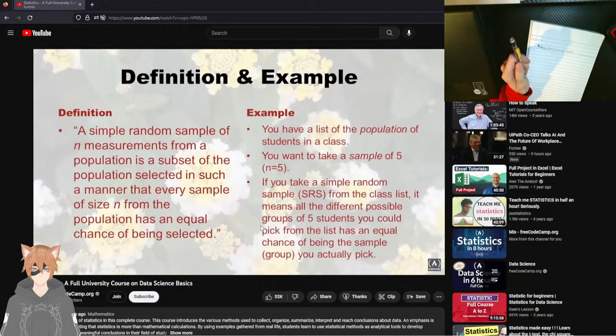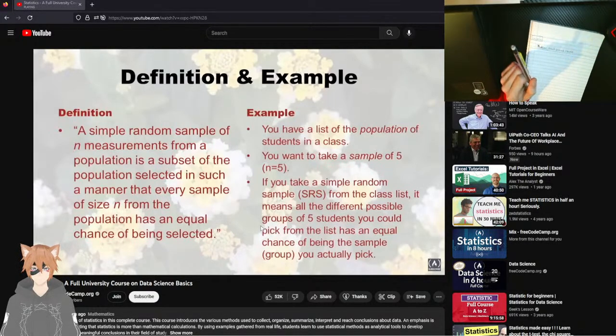In other words, let's say you have a list of the population of students in a class. I'm going to define a class as a population, and you want to take a sample of 5 students from this bigger class. If you take a simple random sample, it means that all the different groups of 5 students you could pick from the list have an equal chance of being the sample group you actually pick. Now, if you race into the class right at the beginning and take your sample of 5 and not everybody's in the class, what does that sound like? A sampling frame problem, maybe an undercoverage problem, maybe biases creeping in there, right?